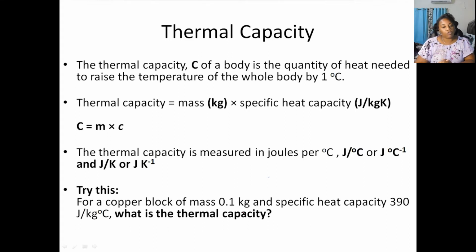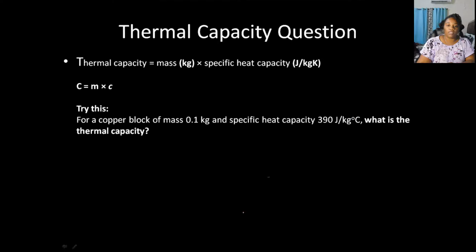Now here we have, we could try this question: for a copper block of mass 0.1 kilogram and specific heat capacity 390 joules per kilogram degree Celsius, what is the thermal capacity? So let's go on to our worksheet.